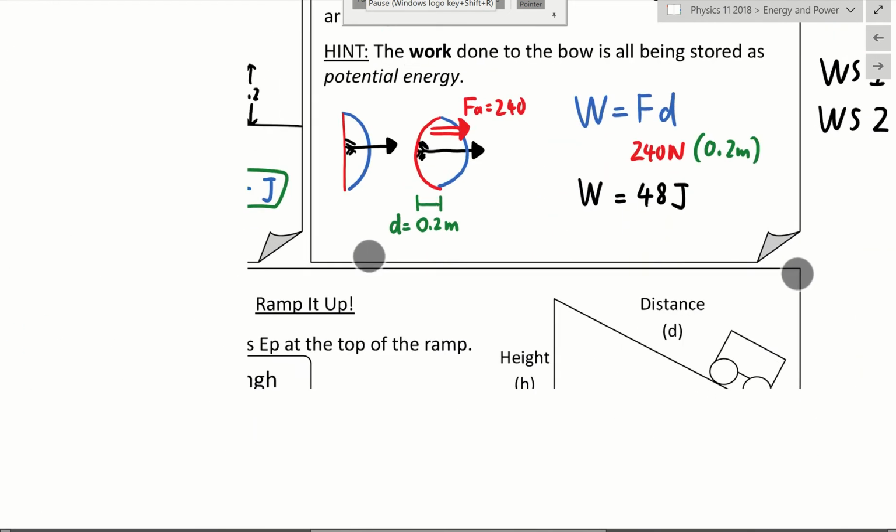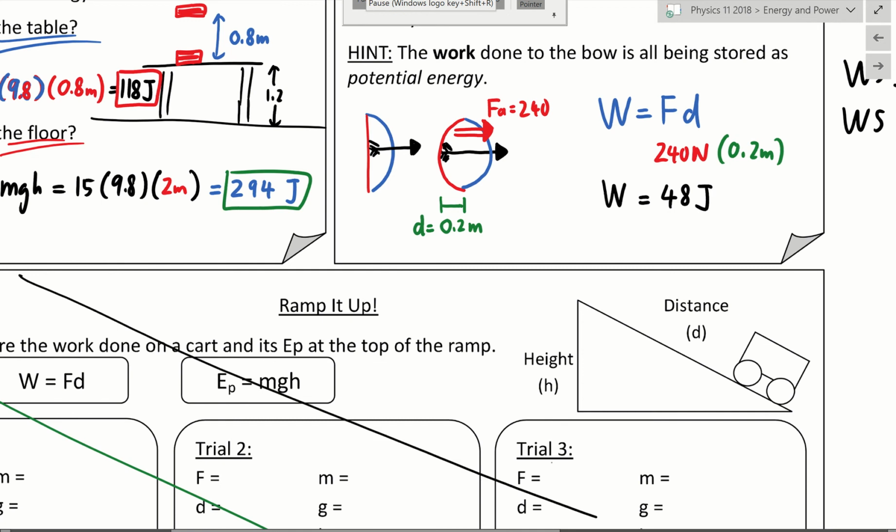All right. Now, don't worry about the bottom part. I'm crossing it out.